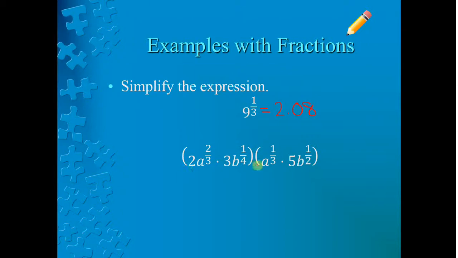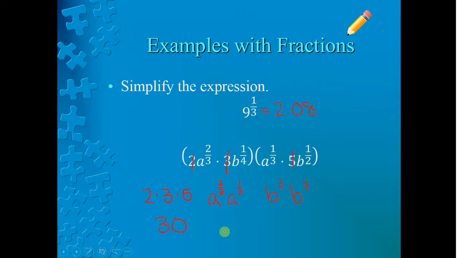Look at this hairy, scary one down here. Oh, goodness. Just like last time, let's put all the numbers together. So I have a 2, a 3, and a 5. Let's take care of those a's, put them by each other. Let's multiply our numbers. 2 times 3, that's 6, times 5, that's 30.